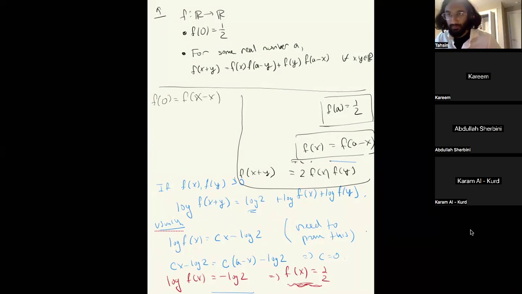So f of 0 is equal to f of x plus f of x times f of a plus x. I see. So okay, I understand. Plus f of minus x times f of a minus x. Okay, good. So let's maybe explain what you're doing.